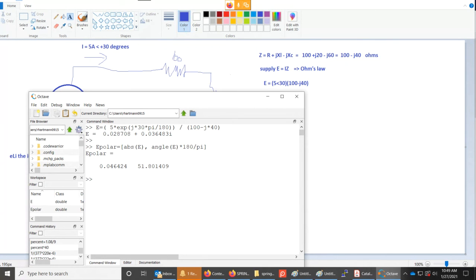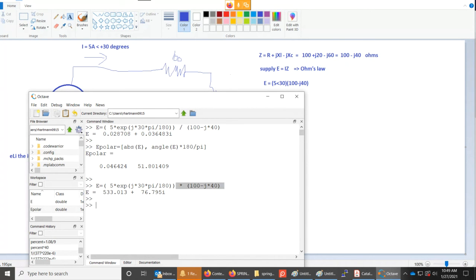I'm sorry, I'm dividing. Okay, you need to multiply. It's Ohm's law, right? This is the current here, and this is the impedance. You need to multiply. I divided. Okay. All right. So this is my E. We need it up here. I used a divide. It needs to be a multiplication.